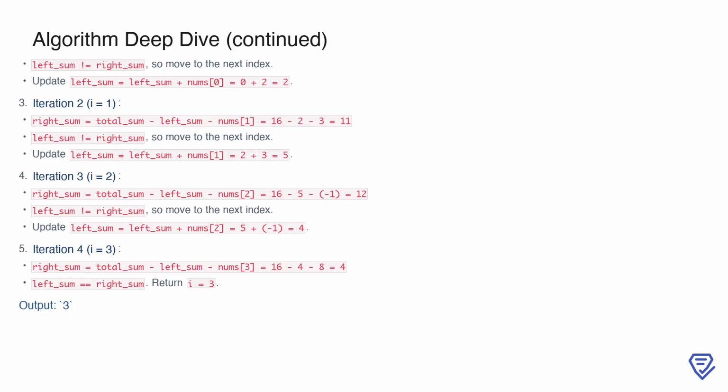If no index had satisfied the condition, the algorithm would return -1. This example demonstrates how the algorithm dynamically calculates and compares sums at each step, ensuring efficiency and correctness.